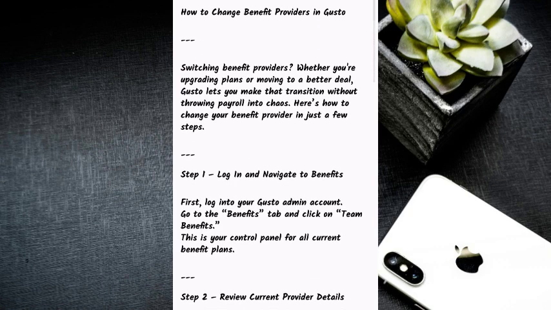Step 1, log in and navigate to benefits. Now, first thing you want to do is to log into your Gusto admin account and go to the benefits tab and click on the team benefits. Now, this is your control panel for all current benefits.